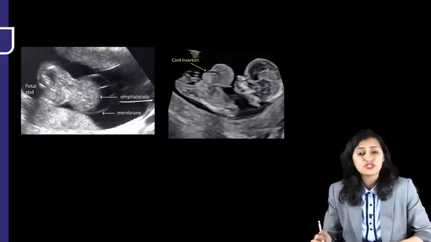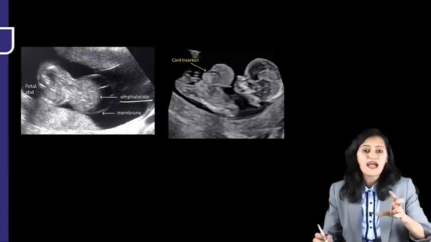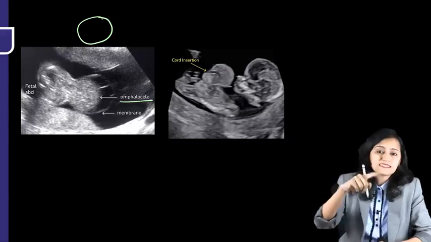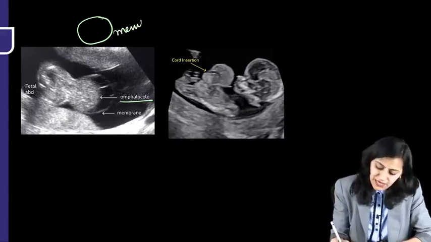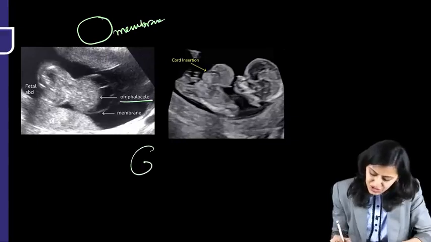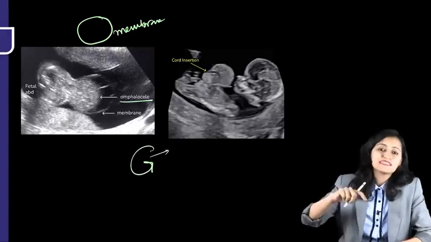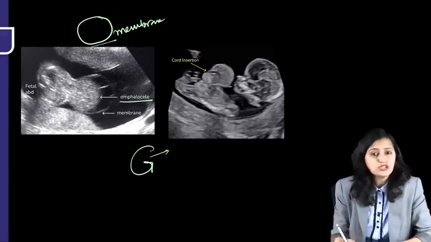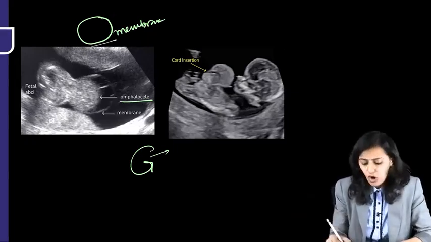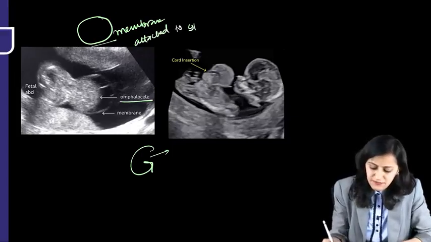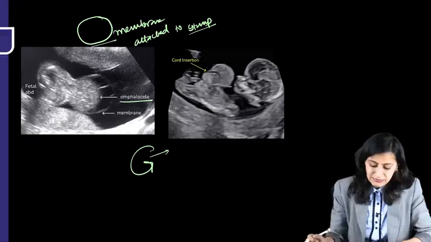Next one, how do we differentiate omphalocele from gastroschisis? Now, when I write O, omphalocele, it is a complete circle. That means it has a membrane surrounding. When I write G, gastroschisis, remember it has a defect. That means there is no encircling membrane there. Omphalo is related to omphalitis, the umbilical cord. So remember, at its center, the umbilical cord stump is attached to it. It is right in the midline.